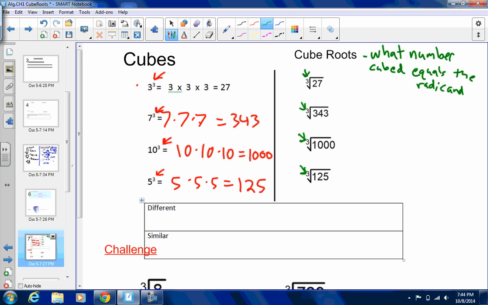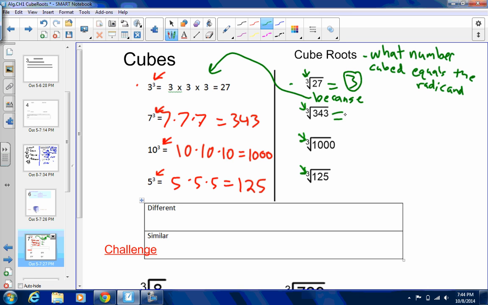So let's look at the first example. We have to figure out what number cubed equals 27. So a number that multiplies by itself and then multiplies by itself again equals 27. Well, if you look over here, we already figured that out actually. 3 times itself 3 times would get you to 27. So our answer is 3, because 3 times 3 times 3 equals 27.